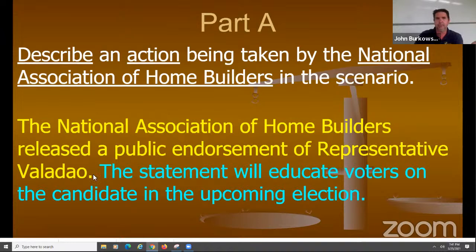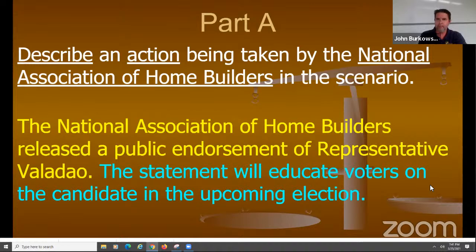The statement will educate voters on the candidate in the upcoming election. That's why they're releasing this, all right? They're describing this action. Then you want a little bit more, right? Get some relevant characteristics in there and kind of detail what it is about this public endorsement, what it's intended to do, right?